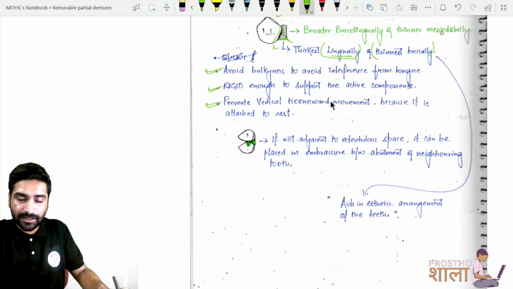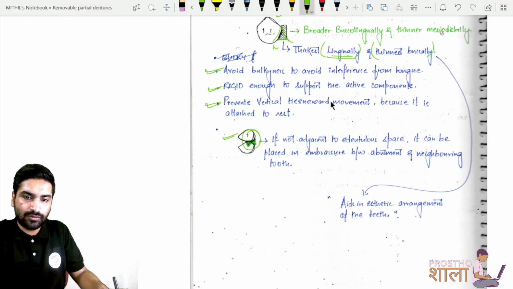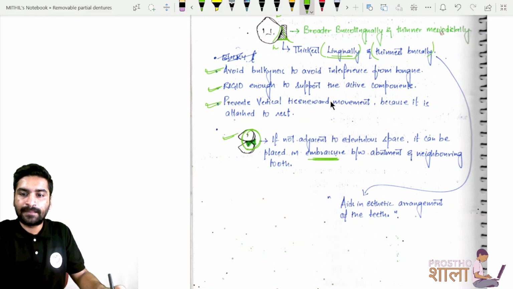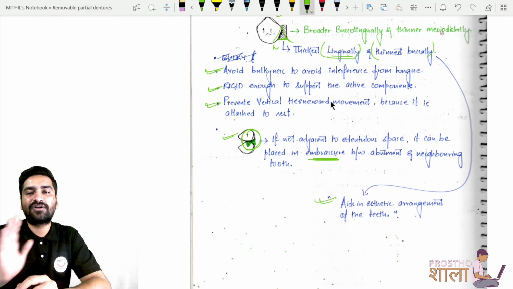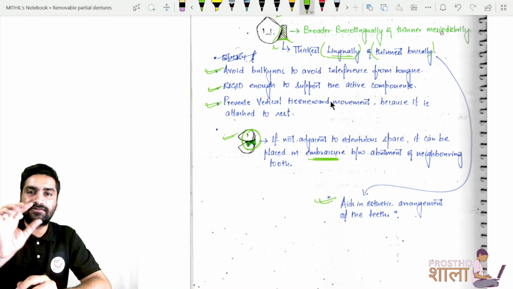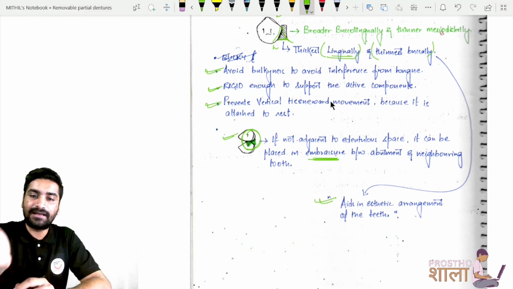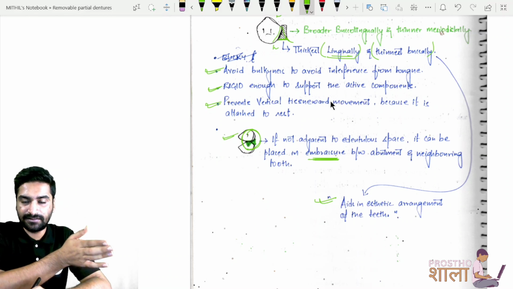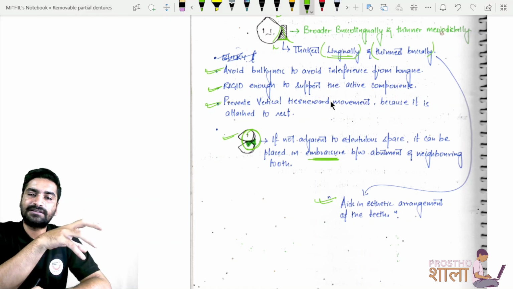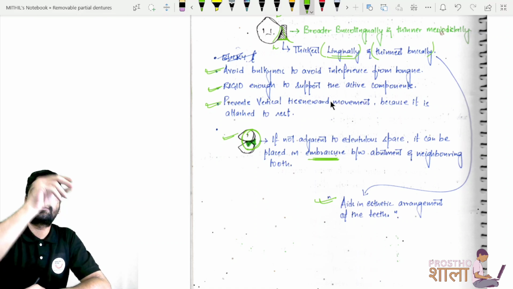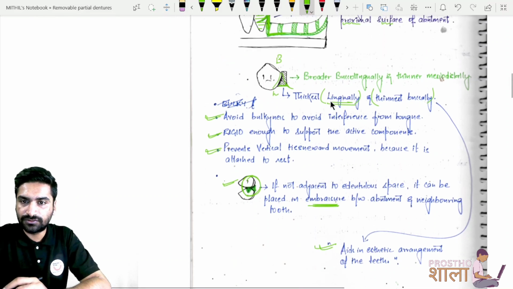If they are not able to be given adjacent to the edentulous space, you can give it between two teeth, in the embrasure area. So it aids in aesthetic arrangement of teeth also. Sometimes you might not have space to keep that minor connector with your artificial teeth. In that case, you shift to the adjacent side where you have an embrasure, where you can give an embrasure rest assembly with a clasp and a minor connector. So that is also feasible.